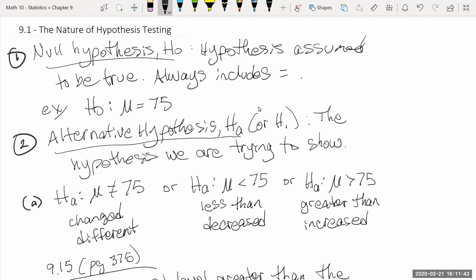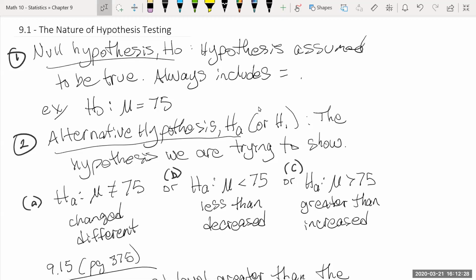So there's 3 possibilities. A, the alternative hypothesis could be that mu is not equal to 75. So it's changed from 75. Maybe we say that the question is, is it different from 75? B, the second possibility, is maybe the question says, is the average on exam 2 less than the exam 1 average? Or maybe they'll use the word decreased. And then lastly, we'll denote that as C. The question may say, is exam 2 average greater than the exam 1 average of 75? So the alternative hypothesis would be mu is greater than 75. Increased is another word they may use for greater than.